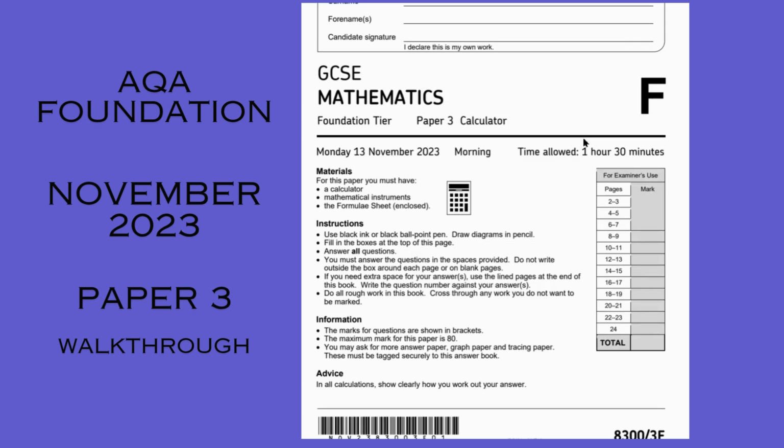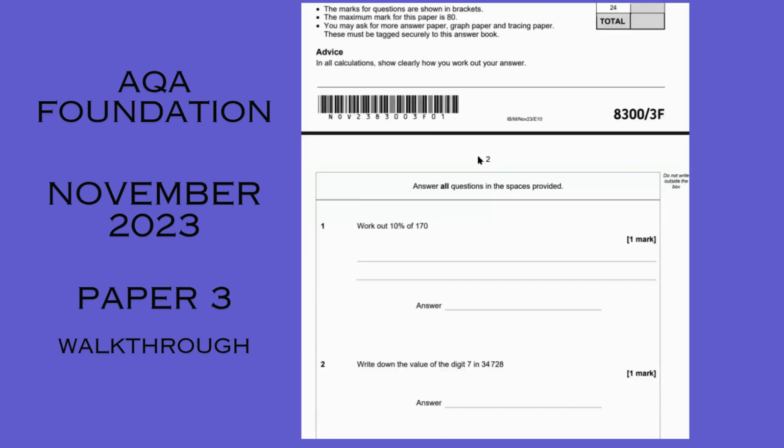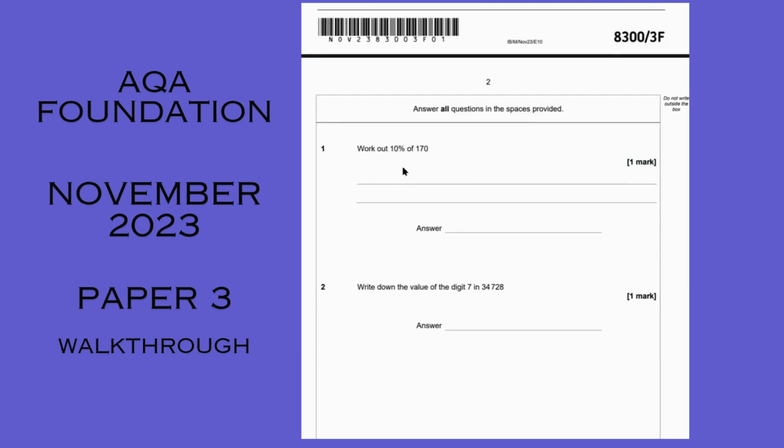So here we go with the walkthrough for AQA. It's Foundation GCSE, and as you can see, it is November 2023, paper 3, so calculators at the ready. Number 1, how do we work out 10%? Mental arithmetic, or calculators, you divide by 10. An easy starter.